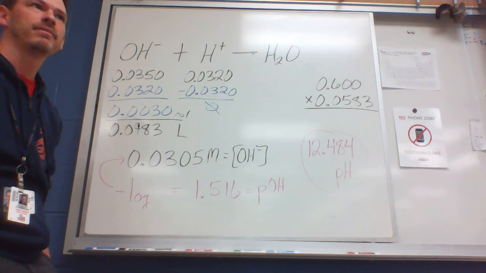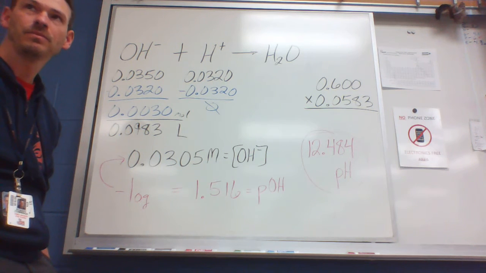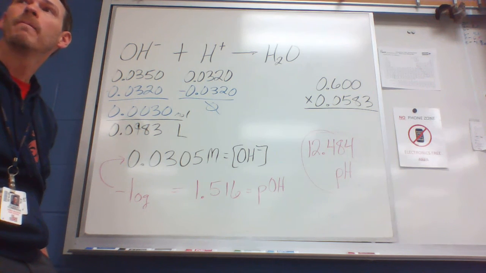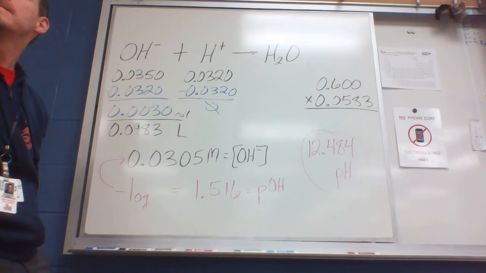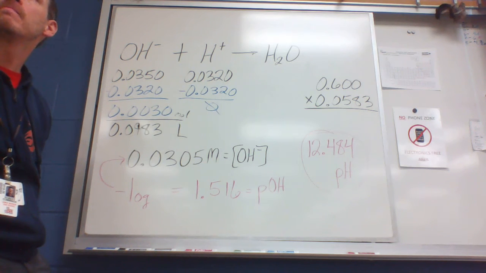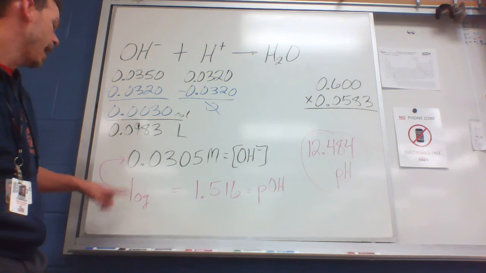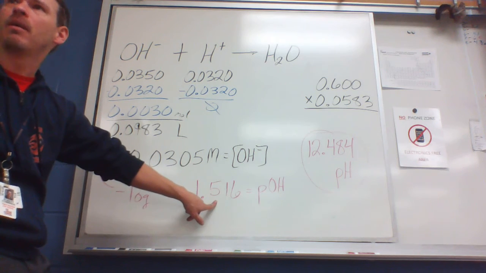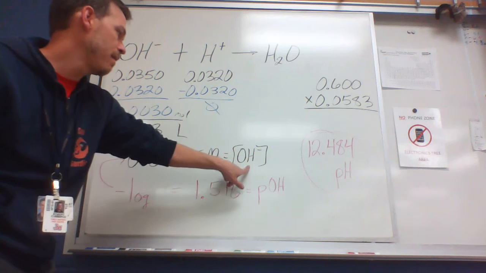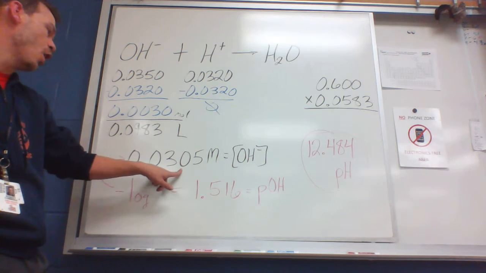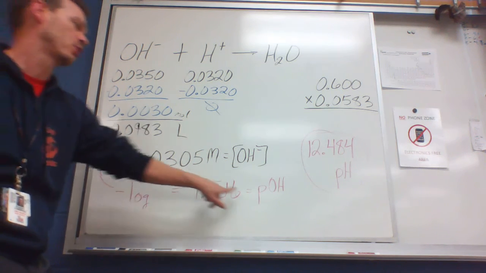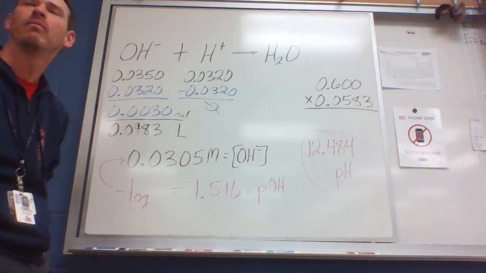What do you think? I'm feeling it. I like it. I feel confident. Yeah, I got 2.5. Why'd I do what? This right here? Well, because I took the negative log of that number to get that number. This gave me the OH concentration. To find a pOH, you take the negative log of a concentration.